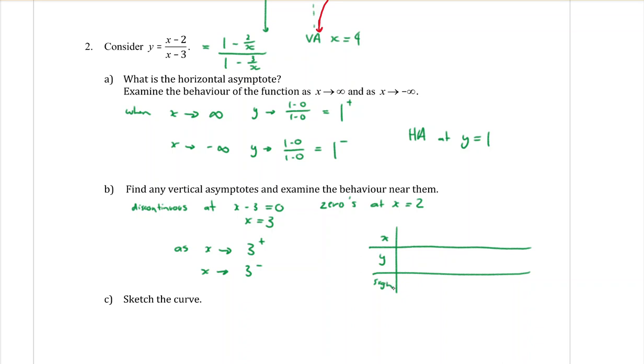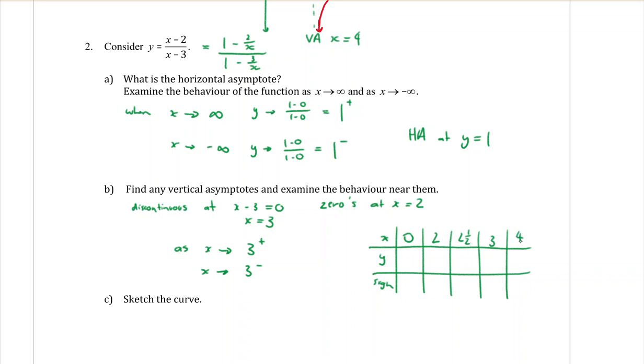I have got a 0 at 2 and a discontinuous point at 3. So I'm going to put 2, a space on either side of 2, and then I'm going to have 3 and a space on either side of that. So you can see what's happening between each of those things. Let's choose 0 because that will give me my y-intercept. Between 2 and 3, I think 2.5 is the obvious choice. And then larger than 3, we'll choose 4.